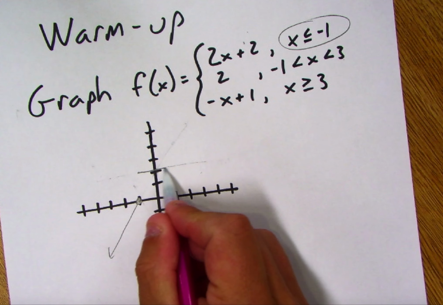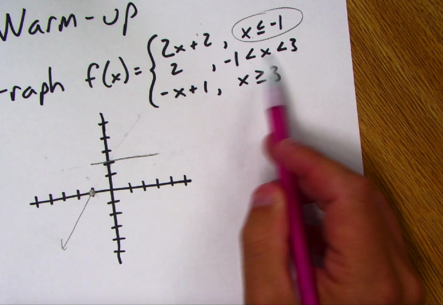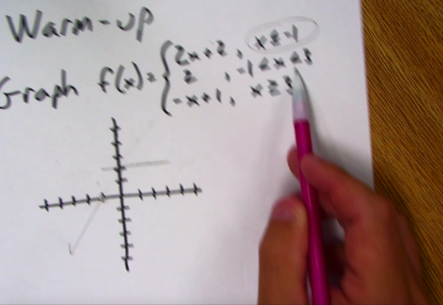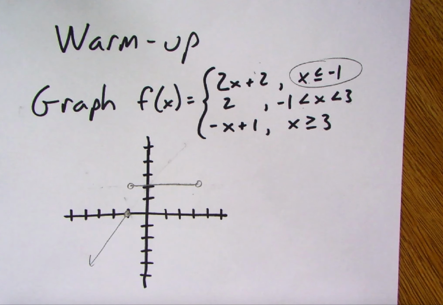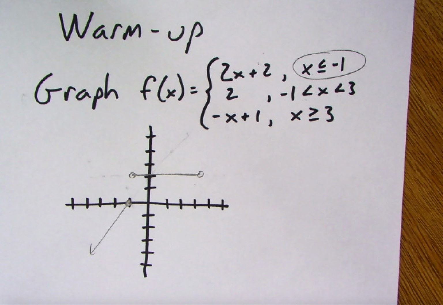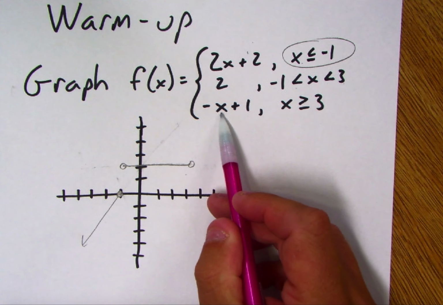But again, I have a segment here, so I have to bookend it. I have to put a cap on it. And notice both of these are just less than, not equal to, so I would actually put open circles on the end of both of those. Remember, they don't have to connect. This is perfect. And then my last piece is y equals negative x plus 1.